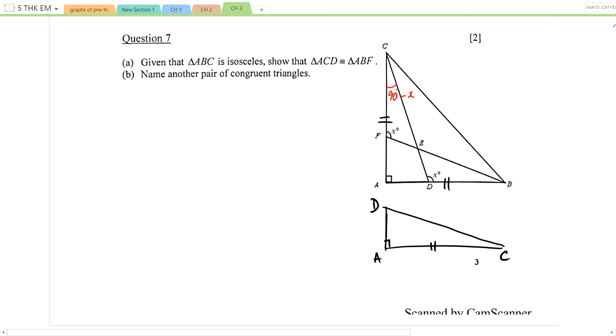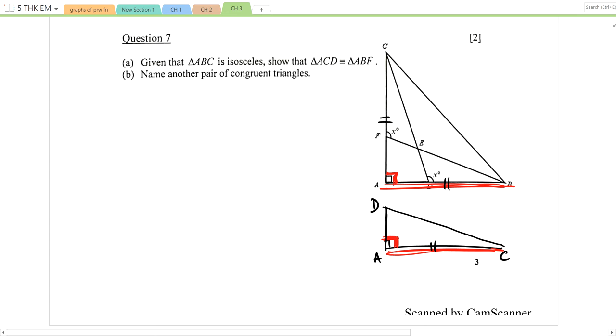Next, 7. Show that ACD is congruent to ABF. So see, I'm always consistent. I always draw the two triangles, or rather draw one of the triangles, so that I can see straight away where are my corresponding sides, where are my corresponding angles, so that I can tell what are the same. So by drawing it this way, I know that AC is equals to AB already. I've got one side that is known. I've got an angle over here that is known.